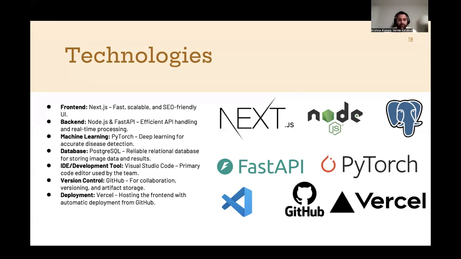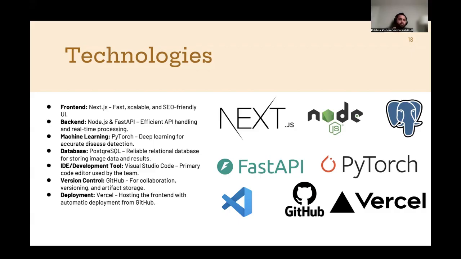So for the front end, we are using Next.js. It's a React framework for building fast, scalable, SEO-friendly web apps. And we are using Node.js, which is a JavaScript runtime enabling backend development with high performance. And for the backend part, we are using FastAPI and PyTorch. FastAPI is a high-performance Python framework for building modern web APIs, which is very quick. And PyTorch is an open source deep learning library for training neural network models.